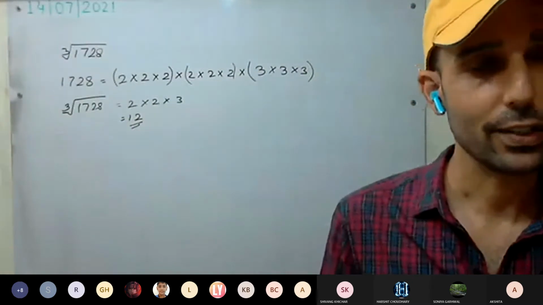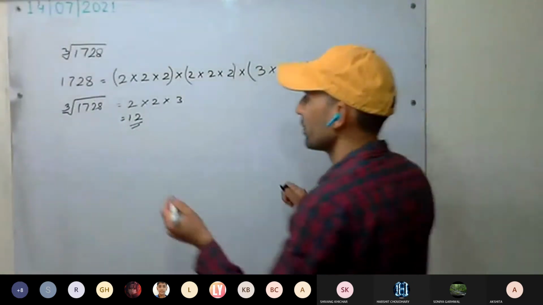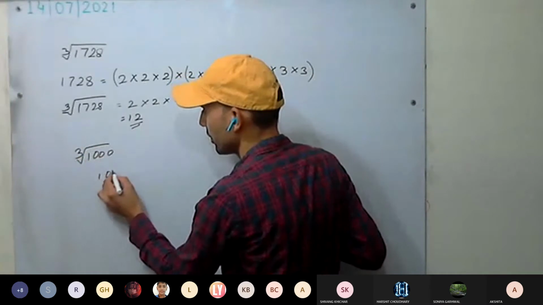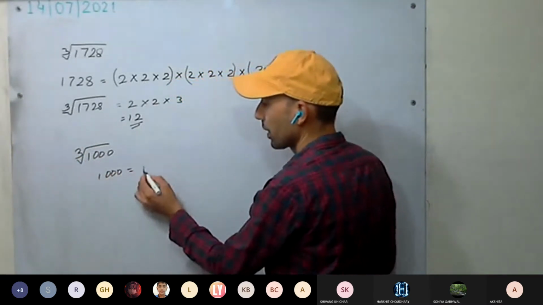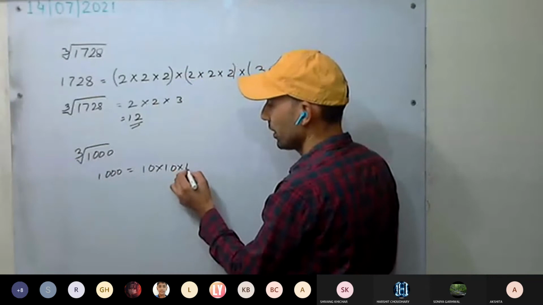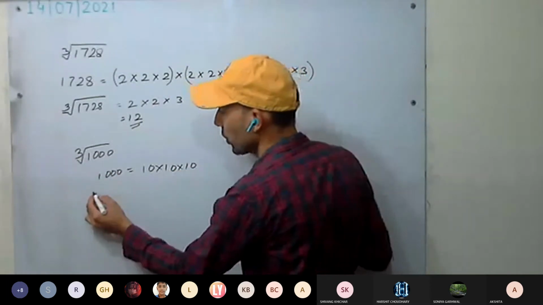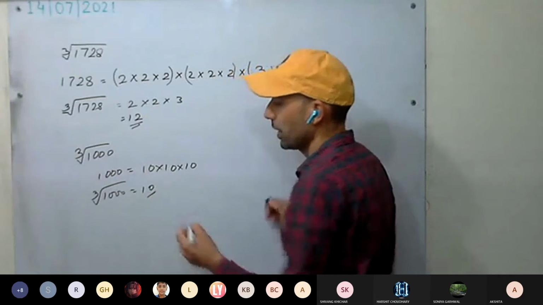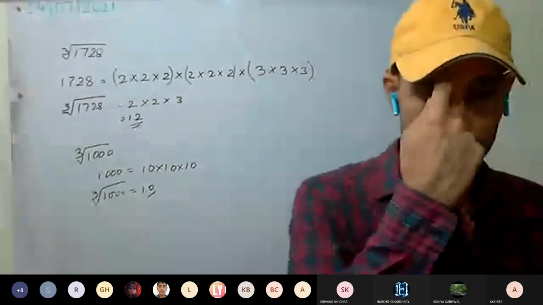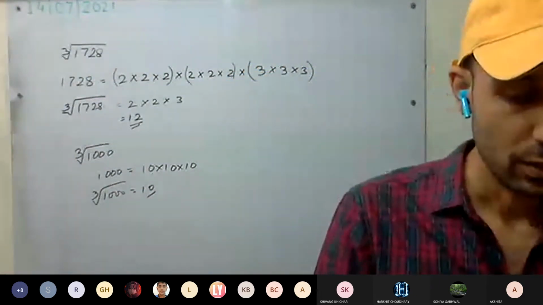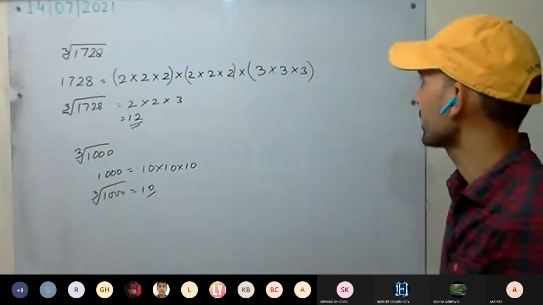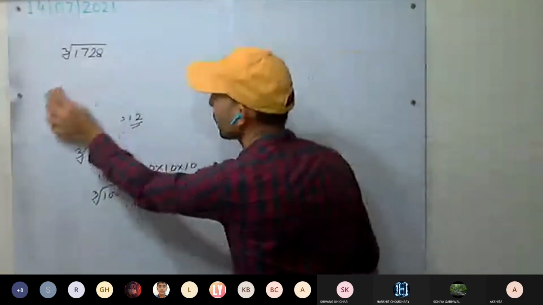Cube root of 1000. That you can tell easily. That is 10 into 10 into 10. So cube root of 1000 is 10. Okay. That you can also tell by seeing the question. Yes, 10. Okay. Do the next one. There's one trick here. I have told you earlier.